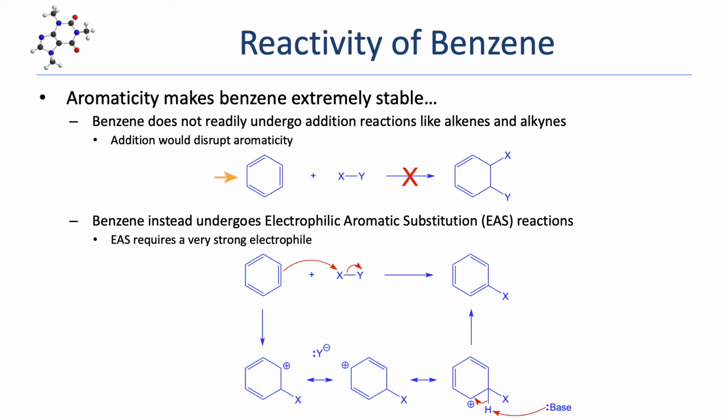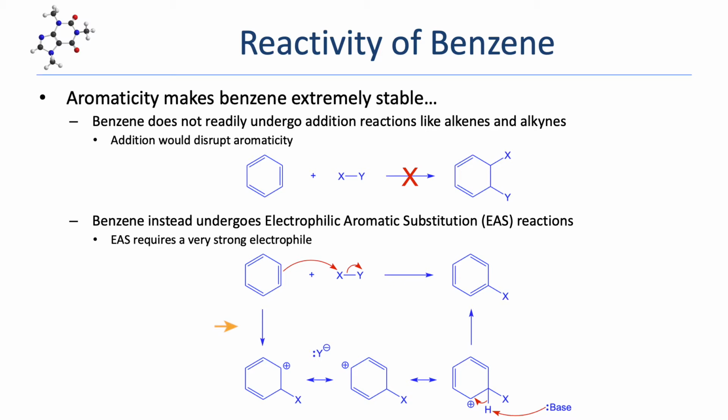However, benzene does not undergo electrophilic addition reactions, and that's simply because an addition reaction would disrupt the aromaticity in the benzene structure, making the reaction extremely endergonic and therefore highly disfavored. Instead, benzene undergoes electrophilic aromatic substitution, or EAS. In an EAS reaction, one of the hydrogens on benzene is replaced by an electrophilic atom or group. So here I show the general mechanism of an EAS reaction using XY as a generic electrophile.